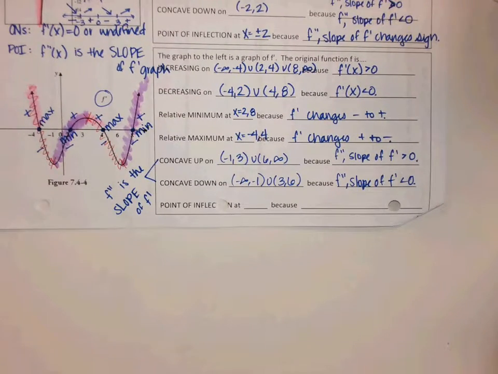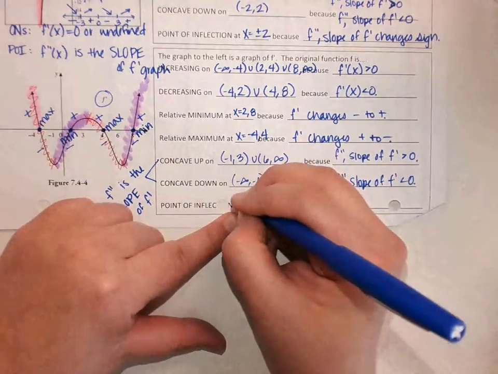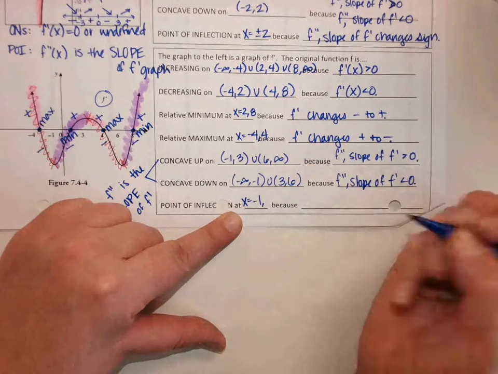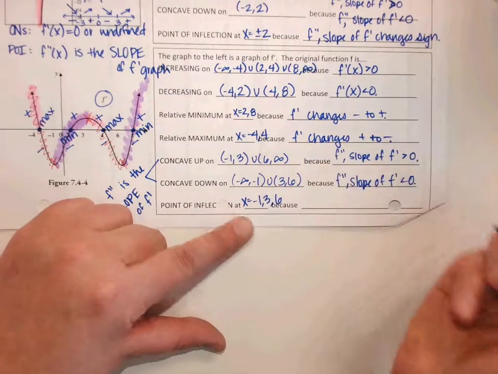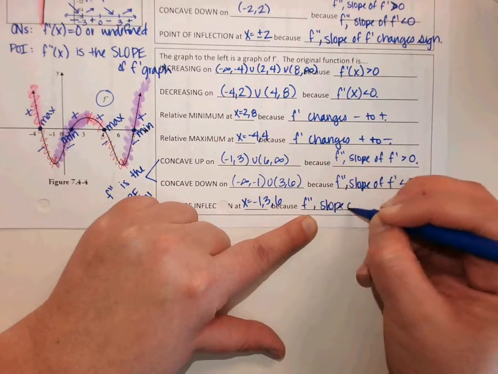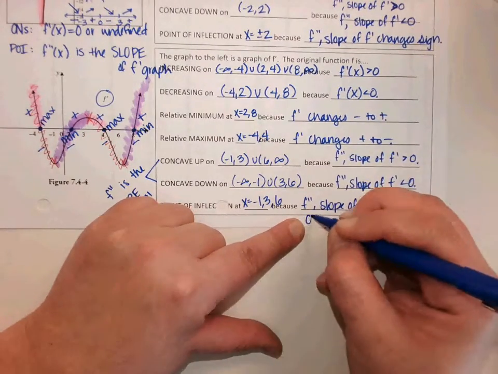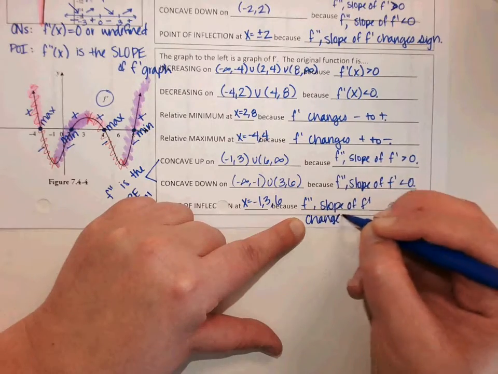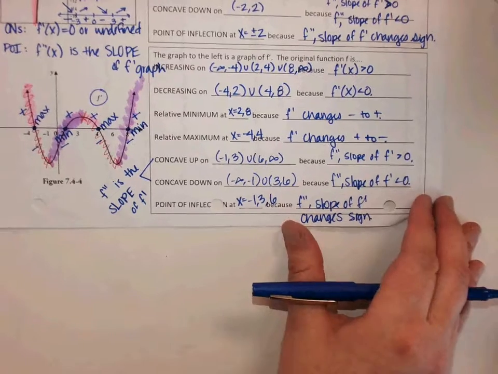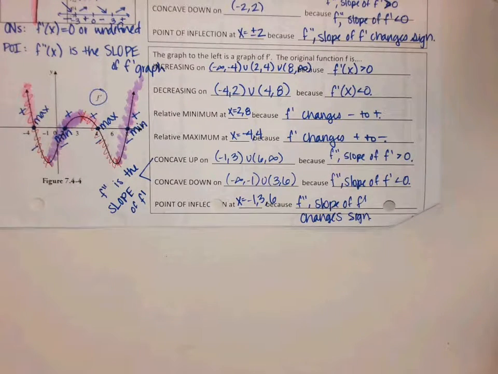Points of inflection, where are they? -1, 3, 6, because f double prime, the slope of f prime, changes sign. So as long as you know how to find them with equations, you're just thinking about what the definitions are and then looking at the graph.